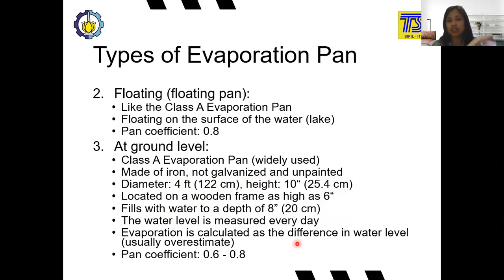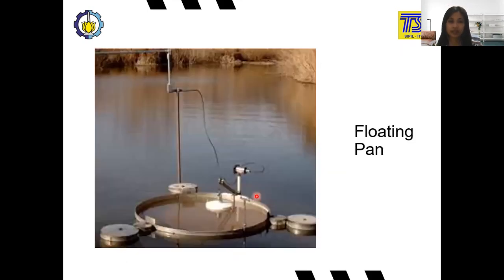The evaporation is calculated as the difference in the water level. And as I already told you before, it usually overestimates the evaporation. So the evaporation which is calculated is far bigger than the actual evaporation that happened. It has a pan coefficient of 0.6 to 0.8.